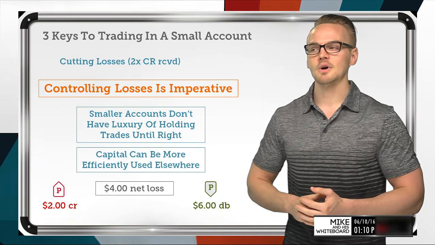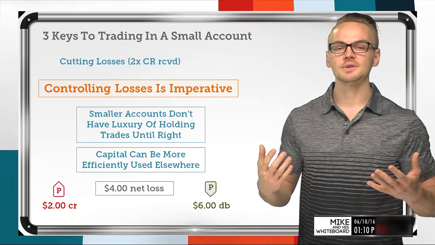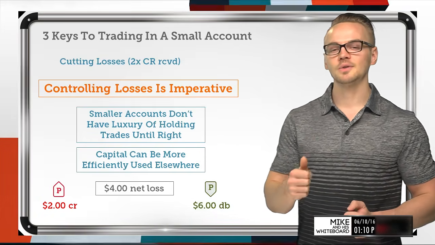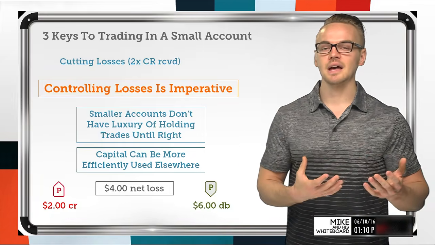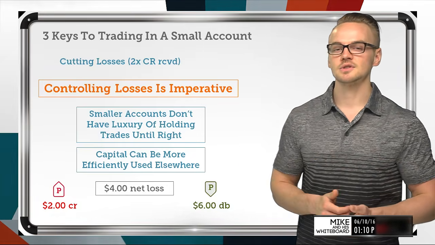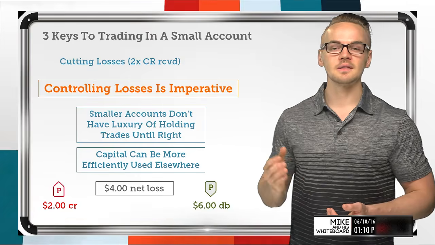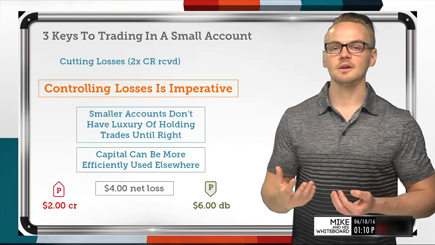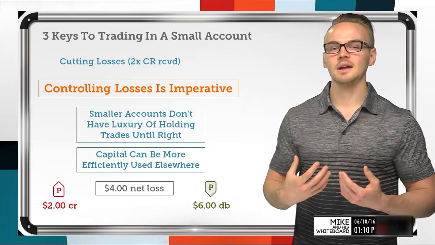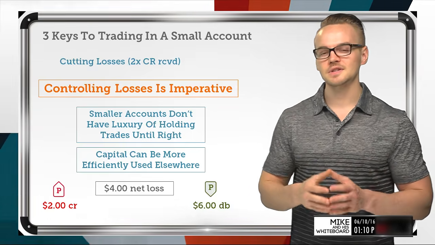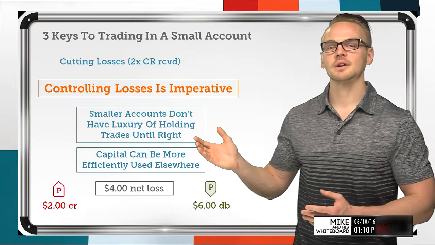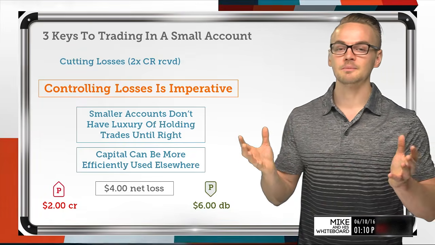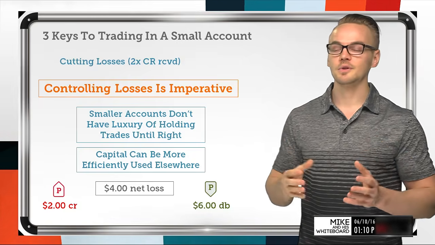So when we're looking at smaller accounts, we don't have the luxury of holding trades until we're right. So if I had a $100,000 account and I sold that put, maybe I wouldn't have had to take that trade off, because even if I sold a put at 30 and the underlying went down to 15, I would only be seeing about a $1,500 loss or less depending on the credit I received. So when I compare a $1,500 loss to a $100,000 account, it's like pennies compared to a $10,000 account where it's a very big portion of that portfolio size.